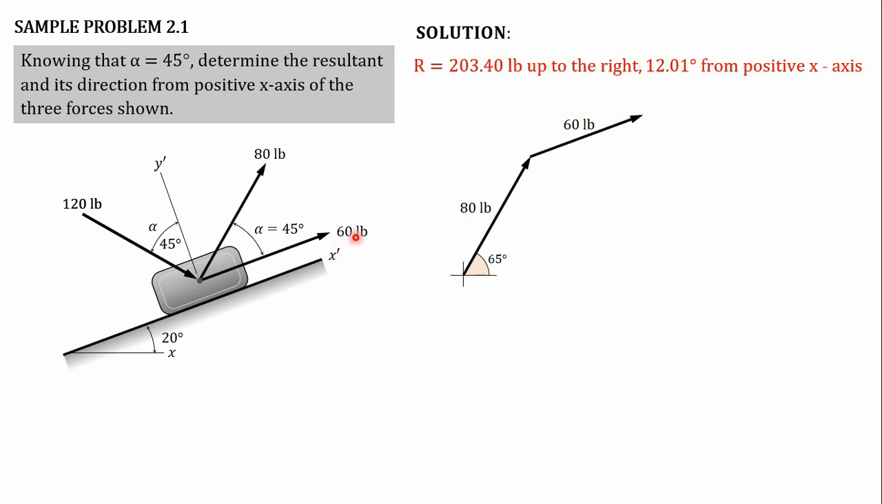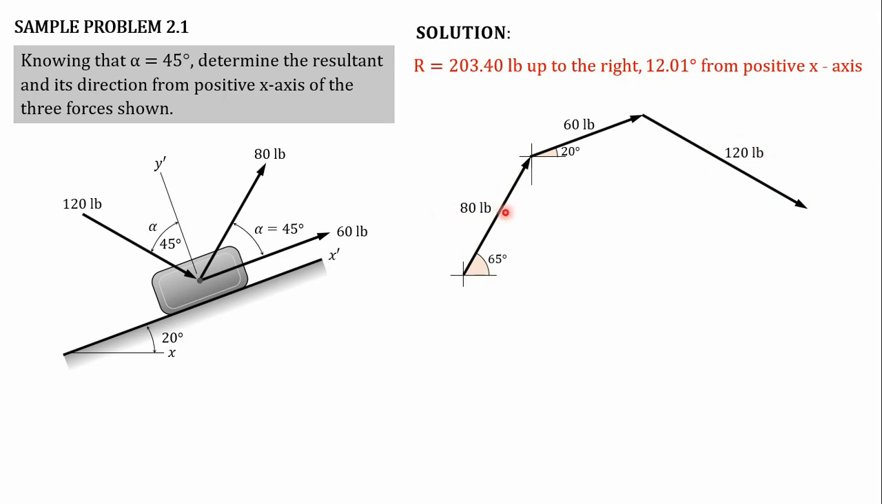Okay, so what is the orientation of 60 pounds? Since parallel naman siya sa x prime, so therefore, the orientation niya is 20 degrees from the horizontal. Okay? So, therefore, in-next ko si 120 pounds. Na-notice nyo, yung 120 pounds is mas mataas pa siya kaysa 80 pounds.